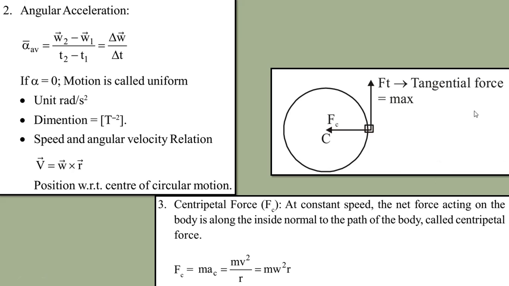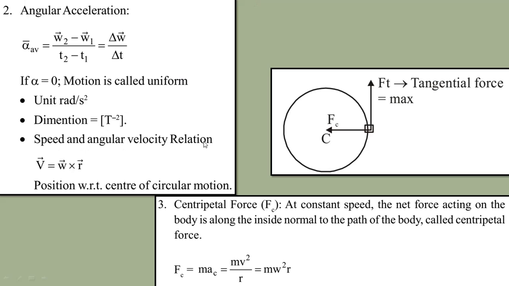Then angular acceleration. So the figure is like this: tangential force, centrifugal force, then alpha average bar, that is angular acceleration. Acceleration is rate of change of velocity. So omega 2 bar minus omega 1 bar divided by T2 minus T1, delta omega bar divided by delta T. If alpha is equal to 0, the motion is called uniform. So unit is radian per second square, and dimension is T raised to minus 2.